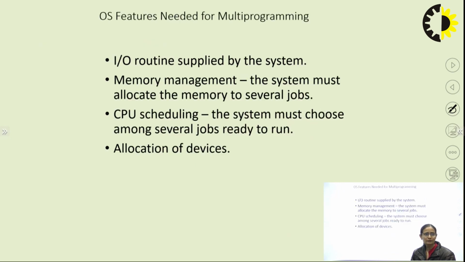What are the OS features needed for multi-programming? Input output routine supplied by the system is required. Memory management is required, CPU scheduling is required, and the allocation of devices is needed in the case of a multi-programming system.